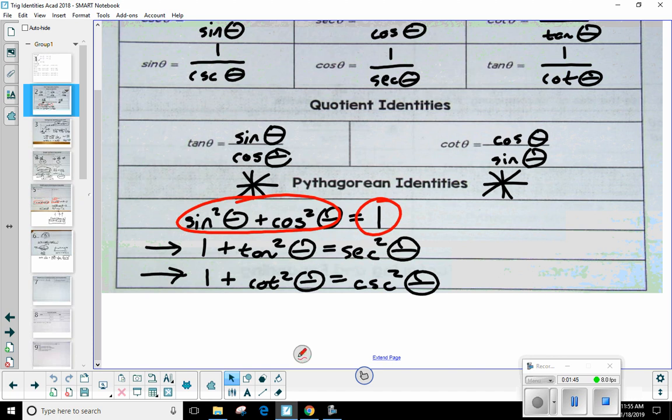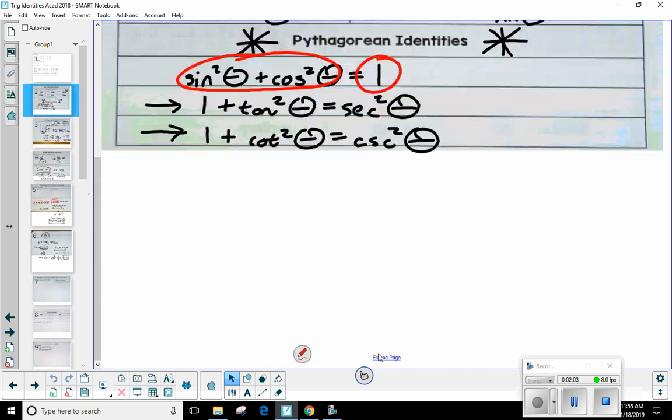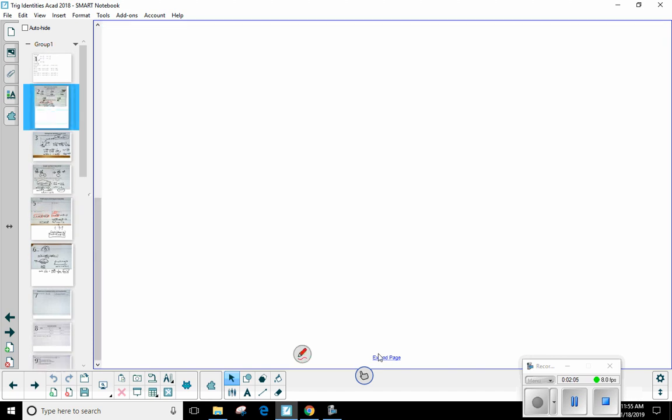Then we have 1 plus tangent squared equals secant squared. And we have 1 plus cotangent squared equals cosecant squared. And we've done a variety of problems, but I thought before we move on with the notes, it'd be a good idea. Let's go ahead and practice a few more of these expressions.